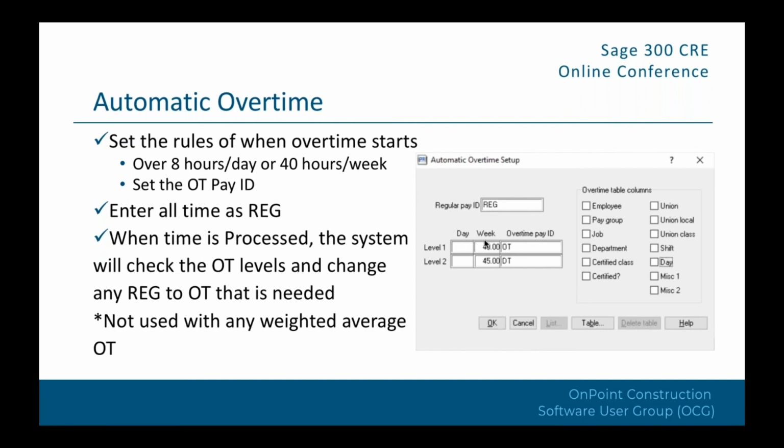But having automatic overtime set up, you can enter all of the time as regular, especially when you have people working on different jobs and you're trying to gather the information for this one employee, or even each of the employees, to figure out, okay, did he work over 40 hours between all of the jobs, and then having to figure out, okay, which one was he on last, and changing it to overtime. This does it for you.